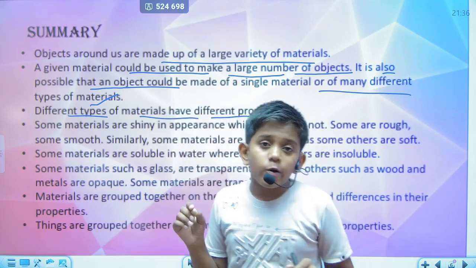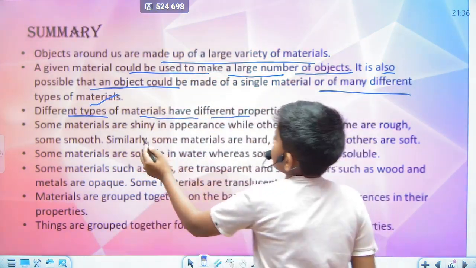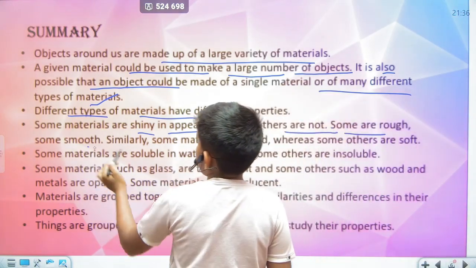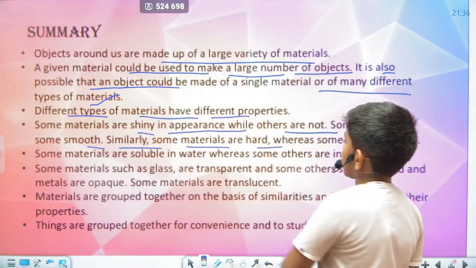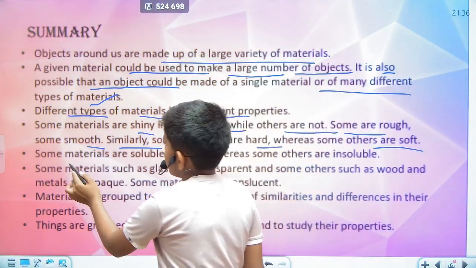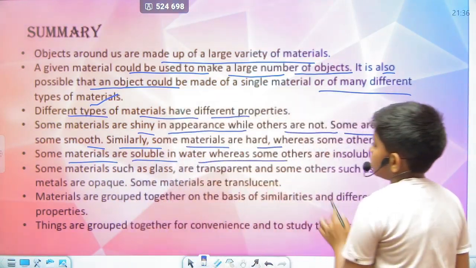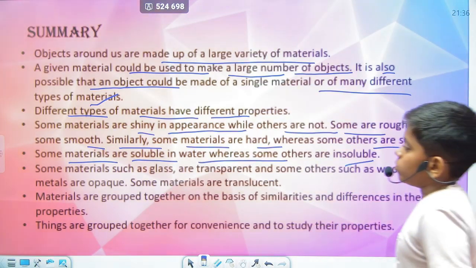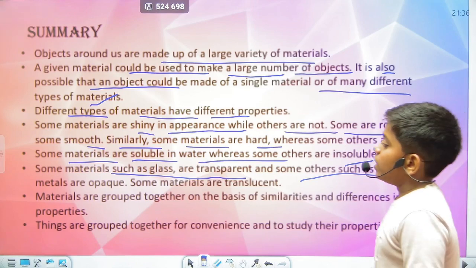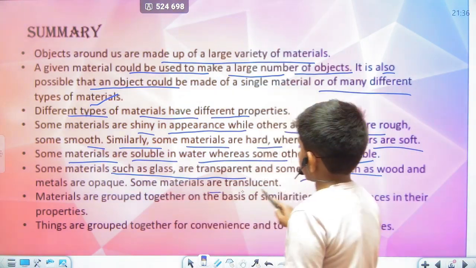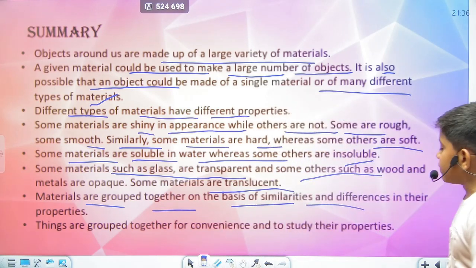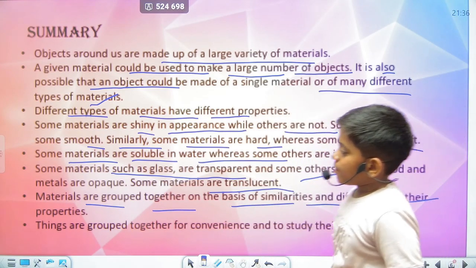Different materials have different properties. Some materials are shiny in appearance while others are not. Some are rough, some are smooth. Similarly, some materials are hard whereas others are soft. Some materials are soluble in water whereas others are insoluble. Some materials such as glass are transparent and others such as wood and metals are opaque. Some materials are translucent.